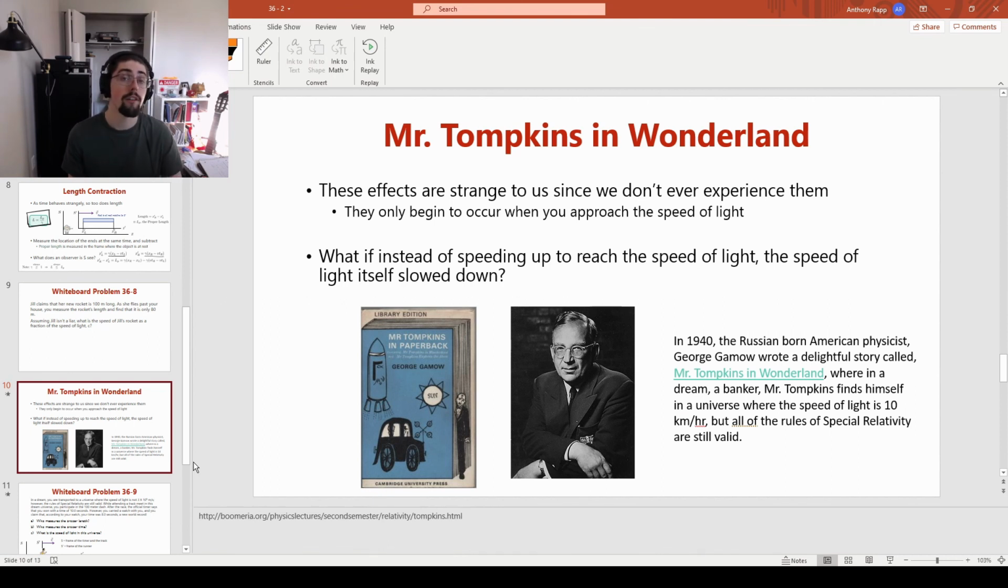Or if you're working on very, very precise systems, right? Like atomic clocks or GPS or anything else that depends on very fine timekeeping, then these effects do matter a lot more.